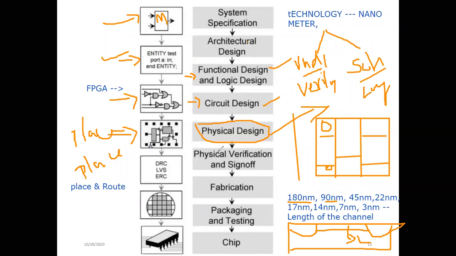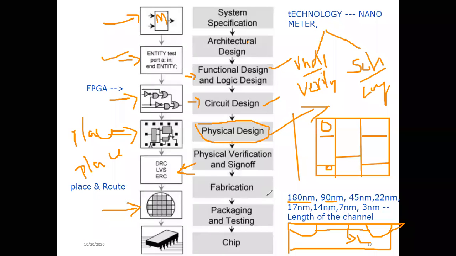Next, you need to verify the design. That is what we call physical verification. After that, we will send it for fabrication. In the physical verification, we do these things: DRC, design rule check; LVS, layout versus schematic; ERC, electrical rule check. These are the verifications we do in physical design. Then after that, we send it for fabrication. The fabrication, this is a silicon wafer.